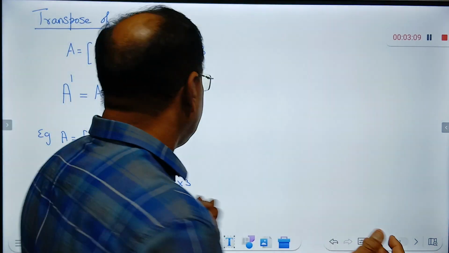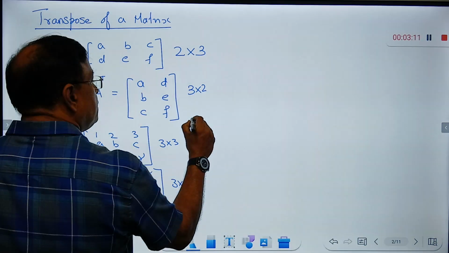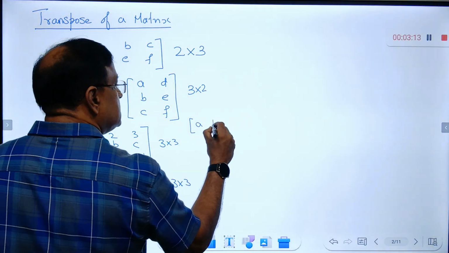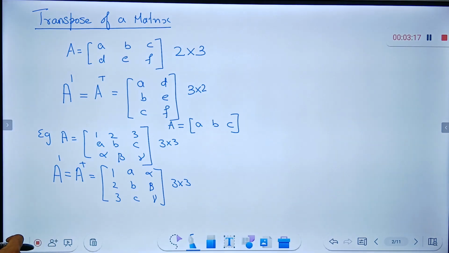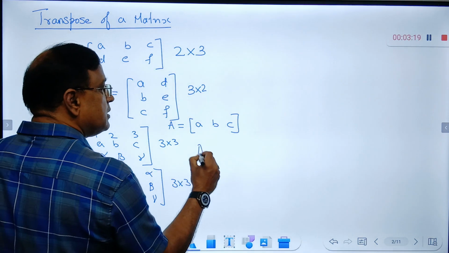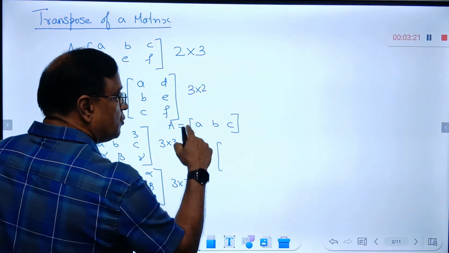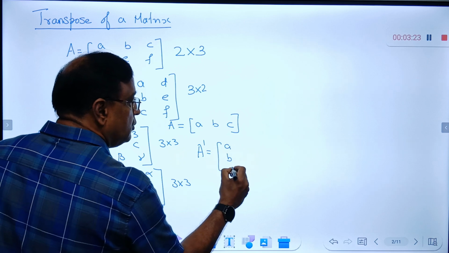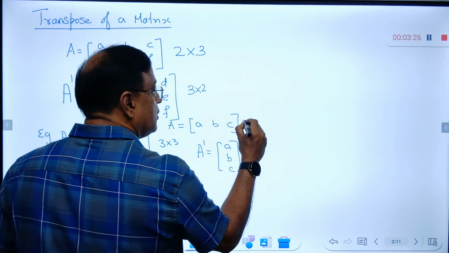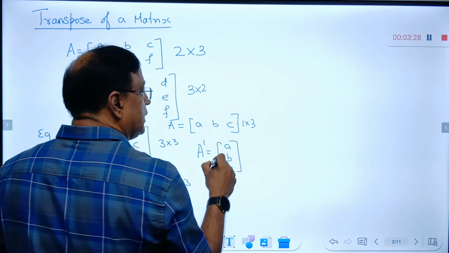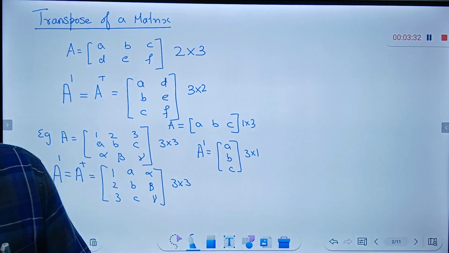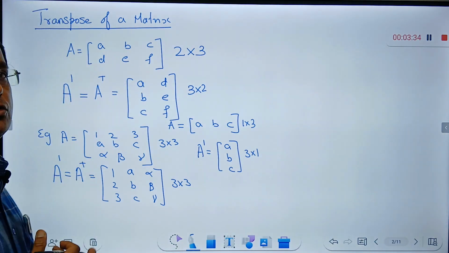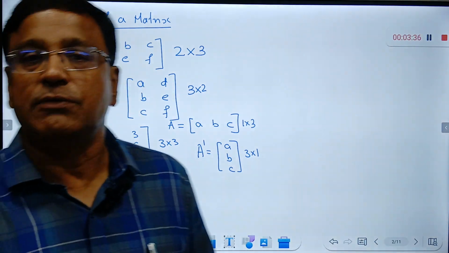Okay, I give you one more example. Suppose you have a matrix A, B, C. It's a row matrix. Now, how do I find transpose of this? The row becomes column. So your row matrix, which was 1 by 3, gets converted into a column matrix, which is 3 by 1. So I hope you understood the process of transpose of a matrix.